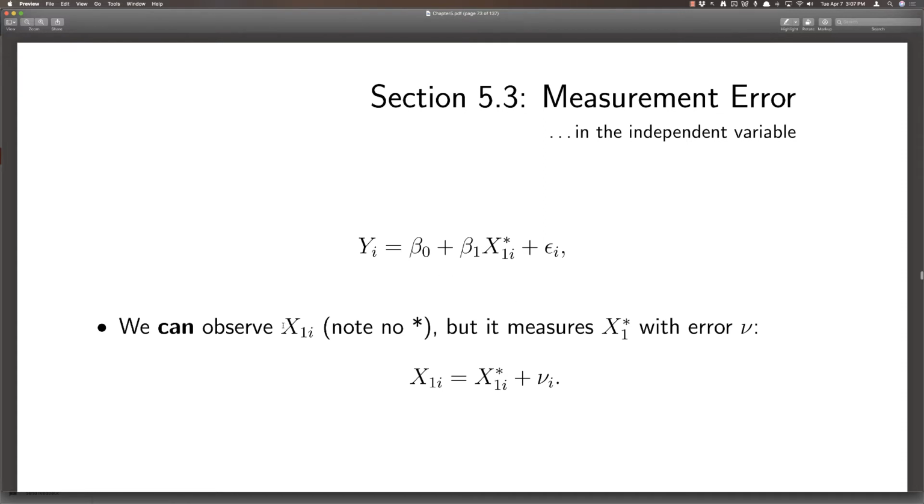What we can observe, though, is this other x1. All right, so this other x1 is an observable, probably correlated highly with the true x1 star, but it's something we can observe. We can see it. We can measure it. We can put it in our data set. All right. But x1 without the star measures x1 star with some sort of error. All right. So it's not exactly the same, but it is correlated, but with an error. So x1, the thing we can observe, measures x1 star, but with an error. And we're going to call this error term nu sub i here.